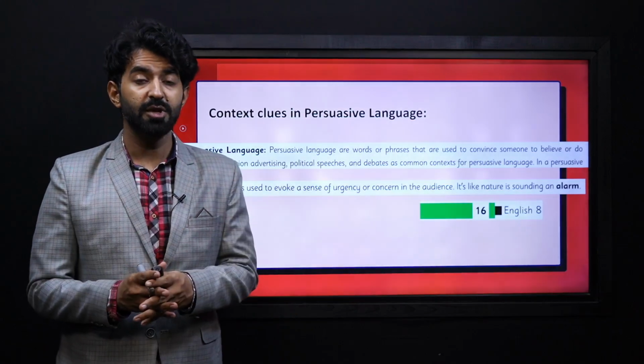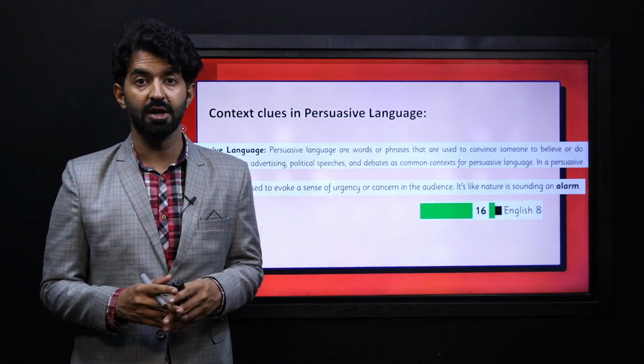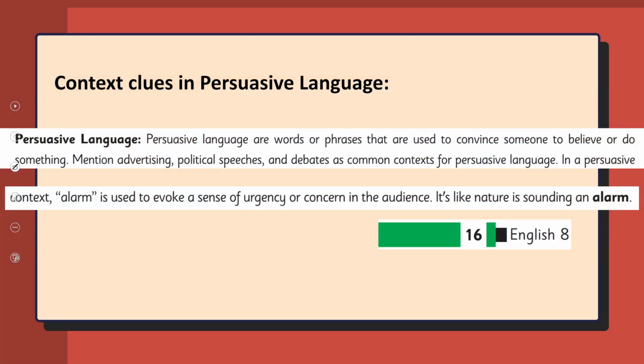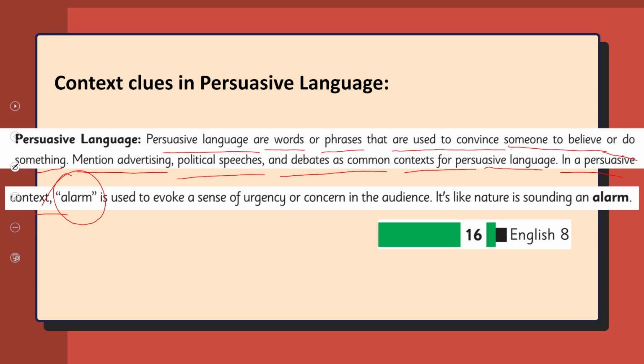Now, last but not least is looking for context clues in persuasive language. Persuasive language consists of words or phrases that are used to convince someone to believe or do something, to persuade someone. Advertising, political speeches and debates are common contexts for persuasive language. In a persuasive context, the word alarm, and we are taking it for the third time, is used to evoke a sense of urgency or concern in the audience. It's like nature is sounding an alarm.